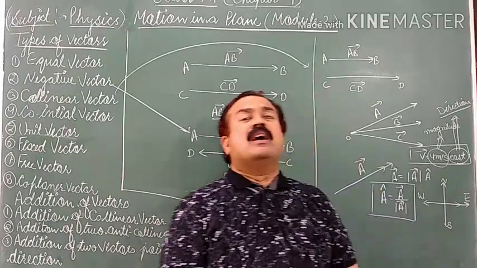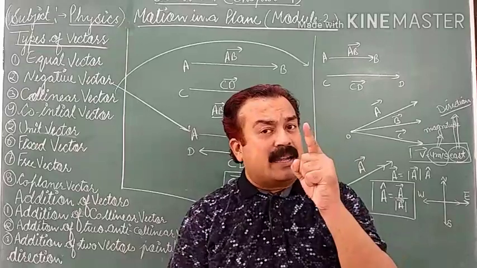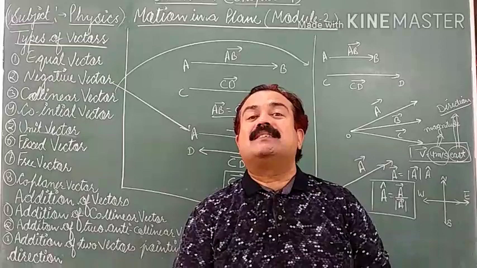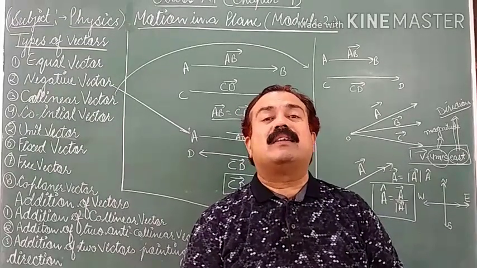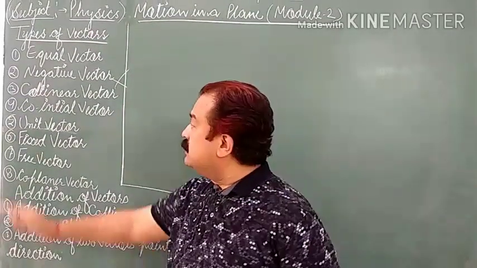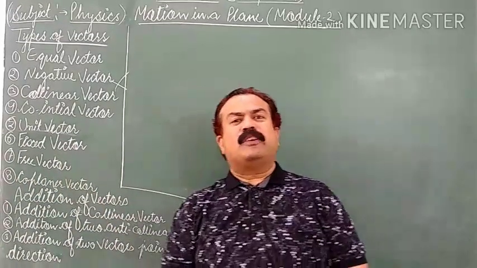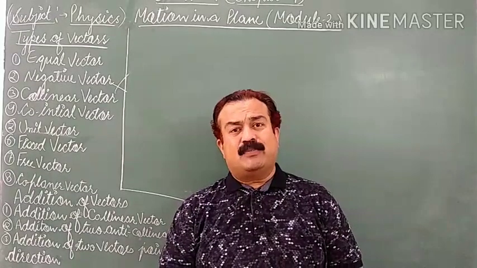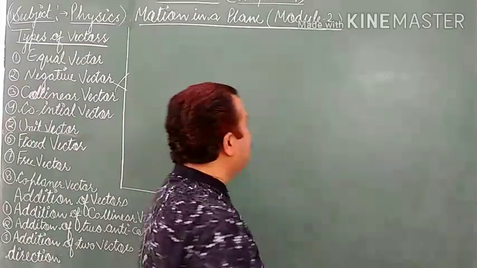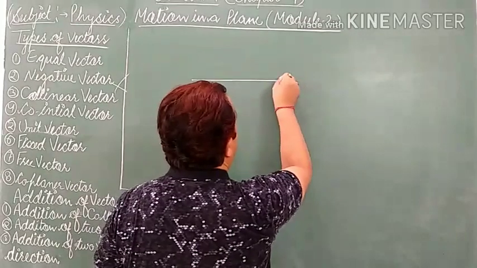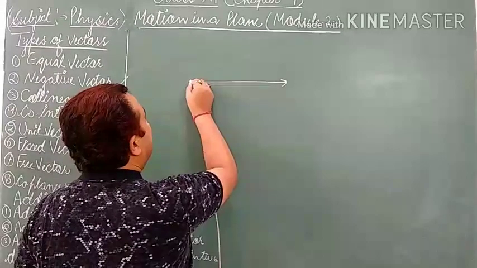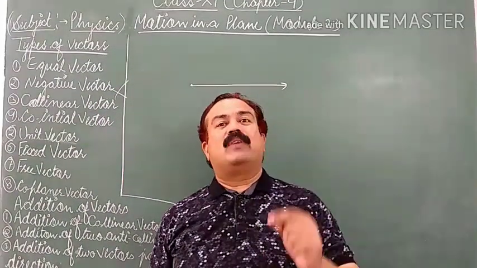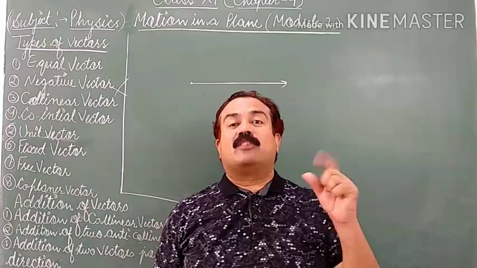Again I am telling you, unit vector has magnitude unity, or you can say 1, and has the same direction as the resultant vector has. Another definition is fixed vector. The fixed vectors are those vectors whose tail is fixed. These vectors are known as fixed vector. See, this is a fixed vector. Why? Because its tail is fixed. Whose tail is fixed, that vector is called a fixed vector.